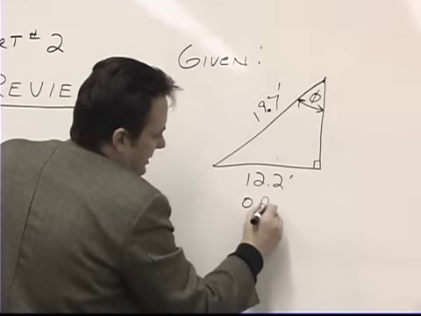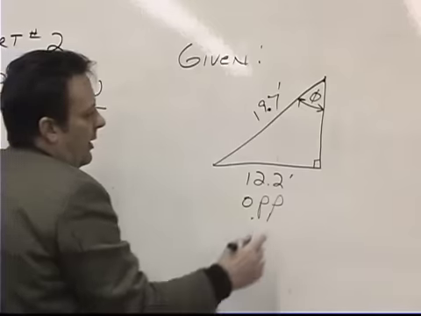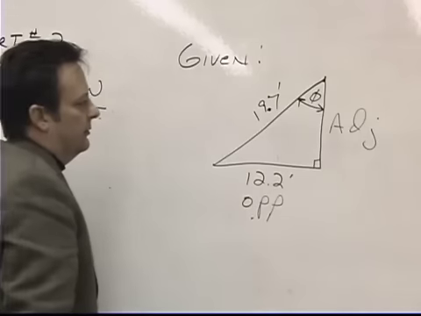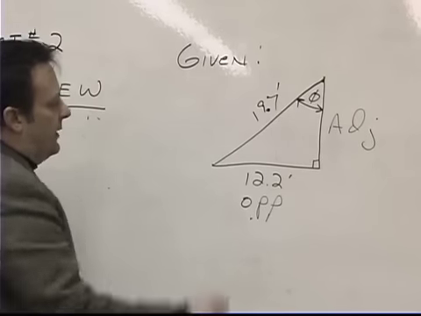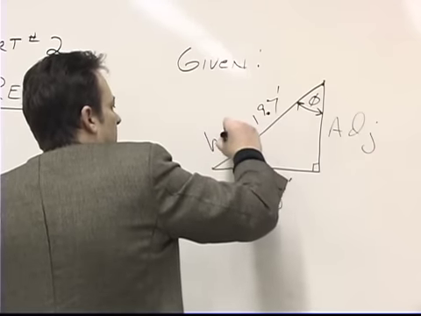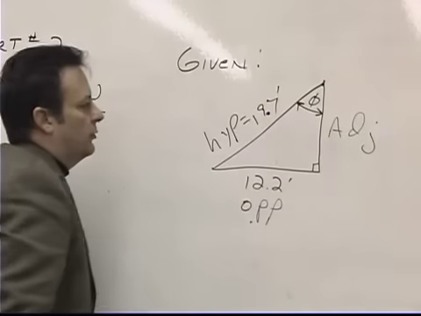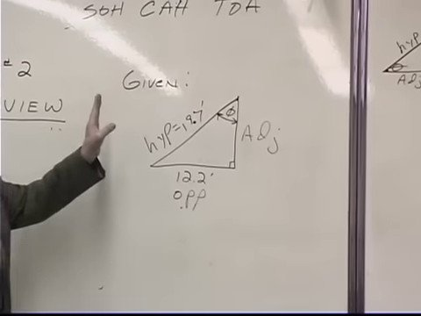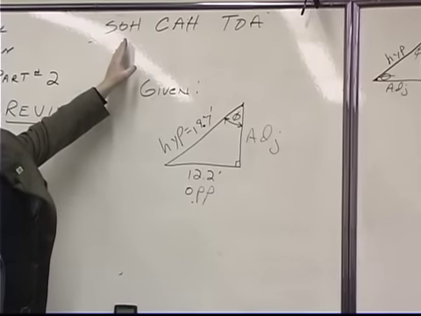This is my opposite side right here. If this is my opposite side, then this has to be my adjacent side. And then obviously the longest part has to be the hypotenuse of the triangle. Now what I'm going to do is use this to figure out which function I'm going to use.